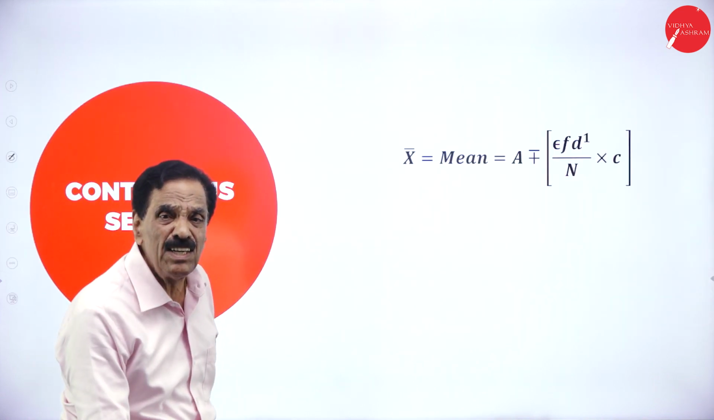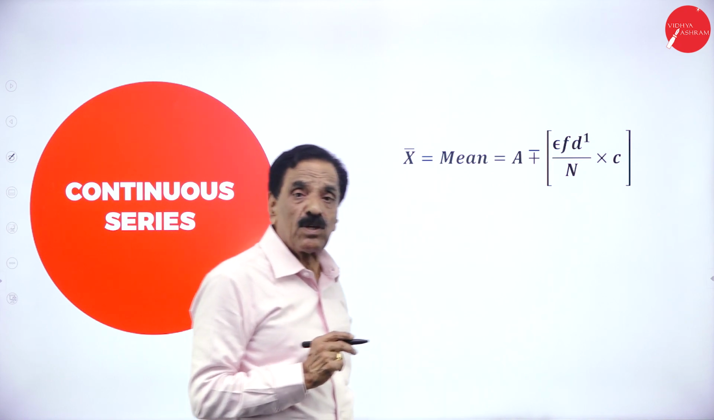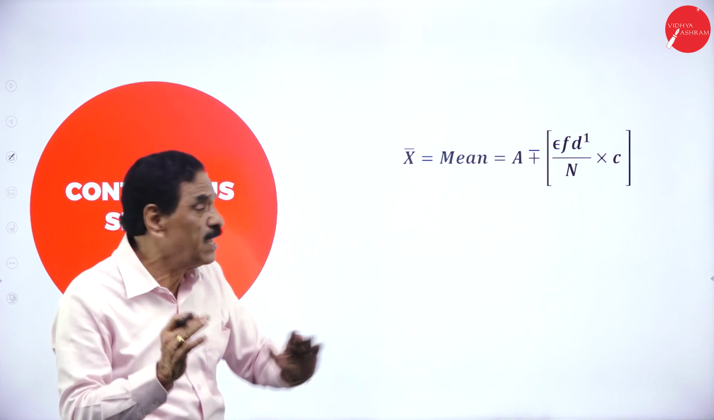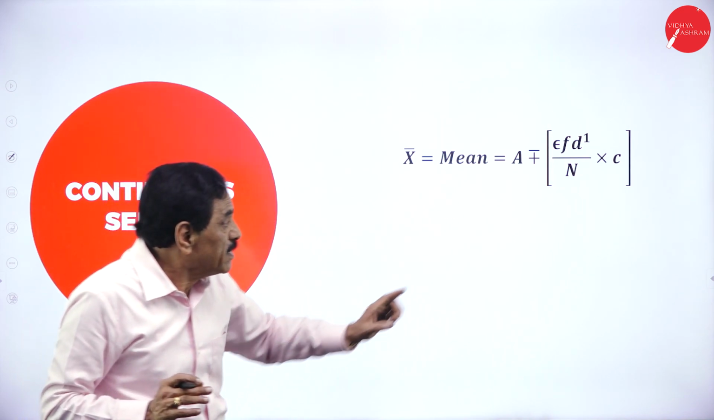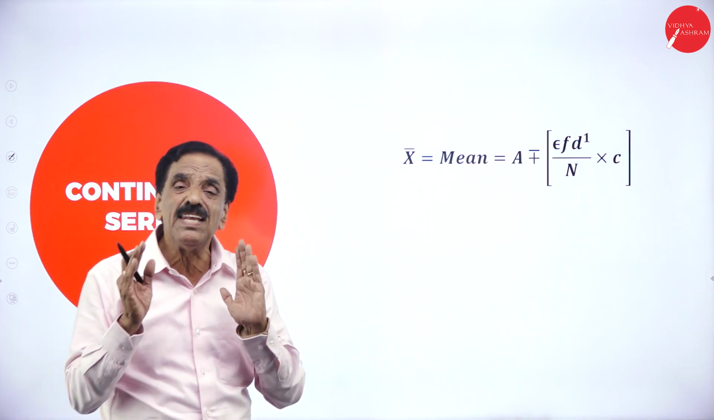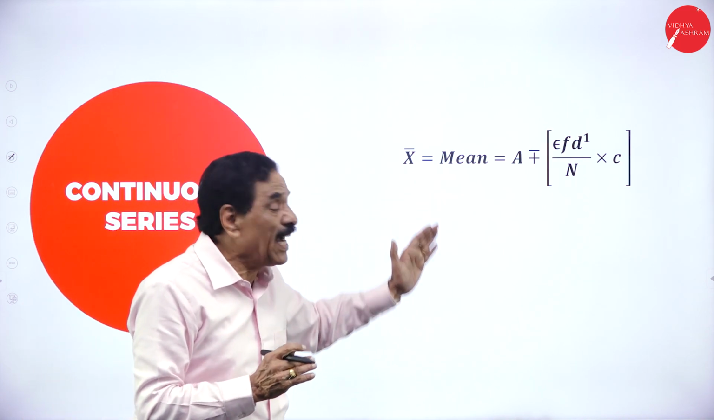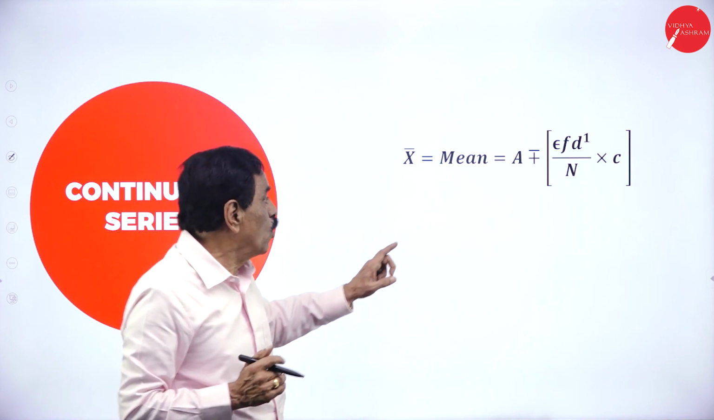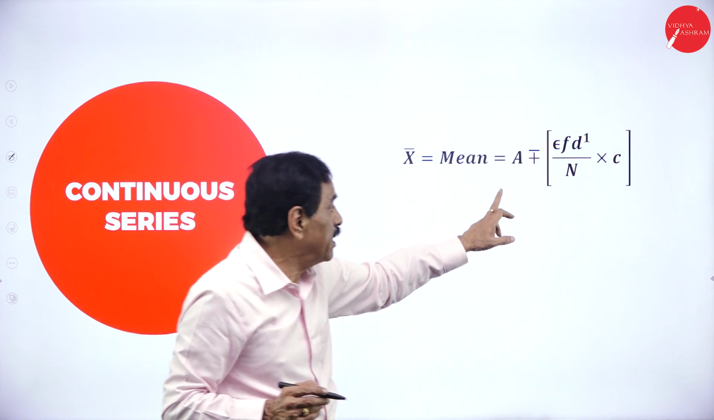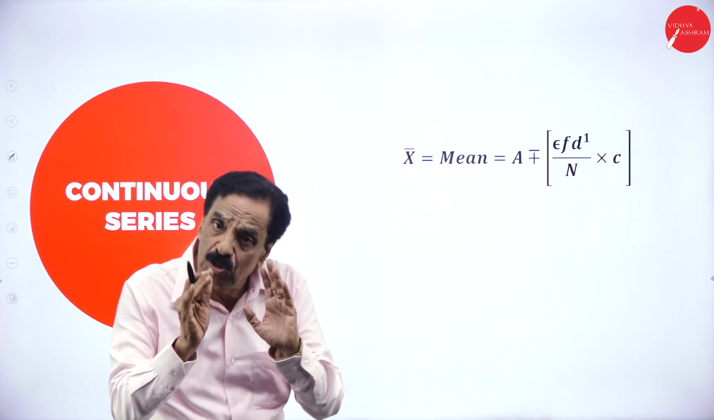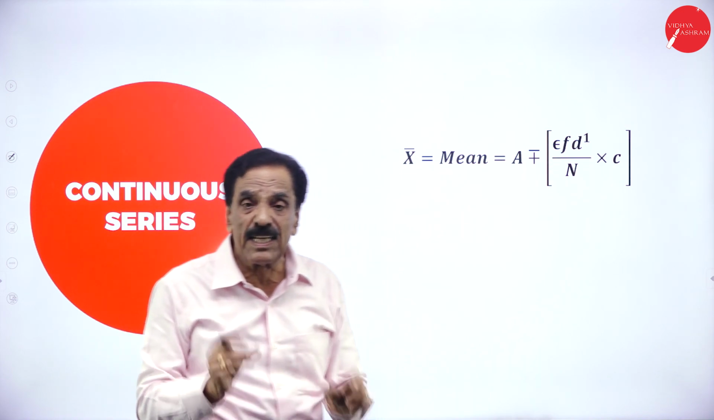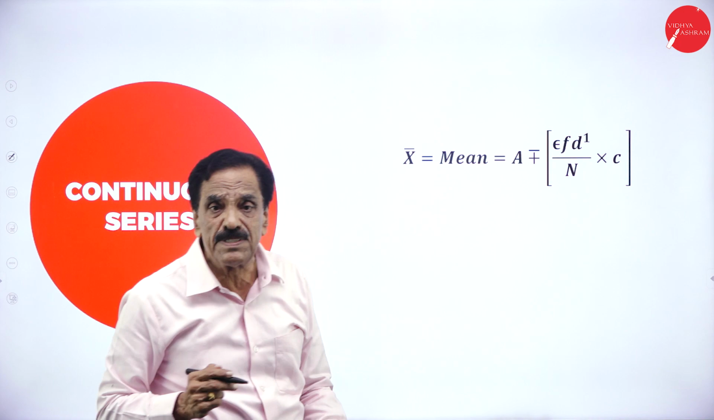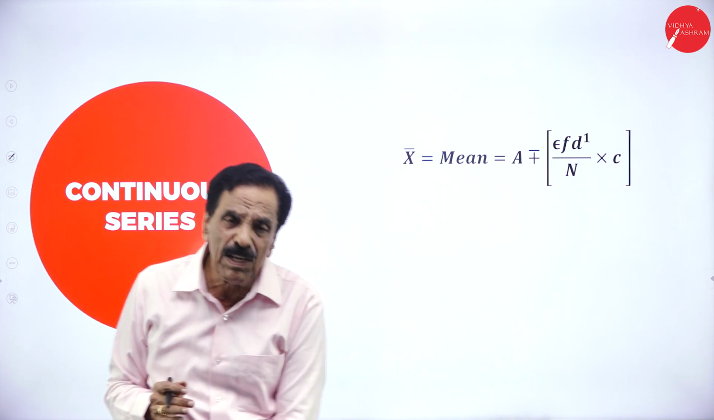So mean for continuous series. Here mean is equal to A plus or minus sigma fd dash divided by n, into c. A is equal to assumed mean. C is equal to class interval. N is equal to number of frequency. D dash is deviation from the assumed mean. So what is mean for continuous series? A plus or minus, A is assumed mean, sigma fd dash, deviation from assumed mean multiplied by frequency. N is the number of frequency. C is the class interval. We'll go with an example.